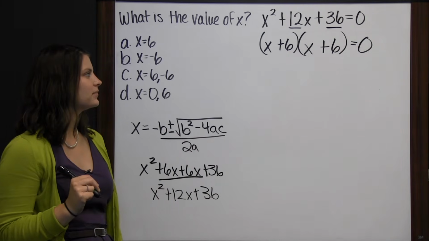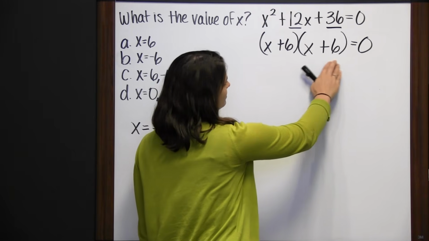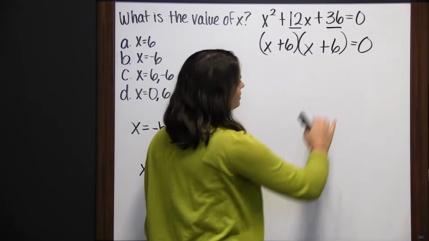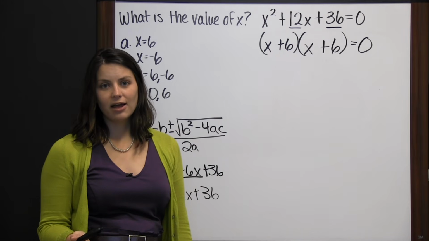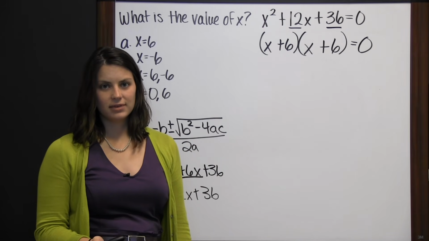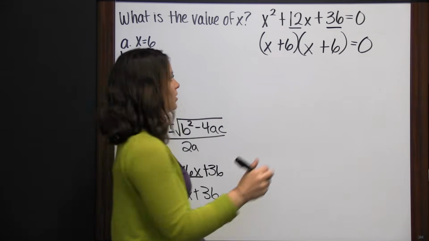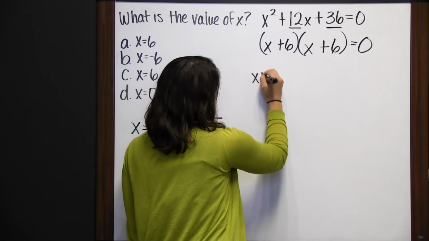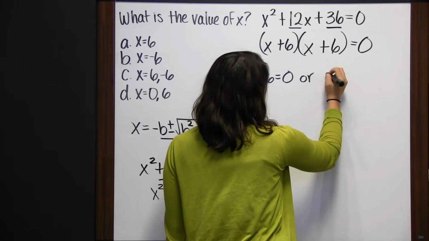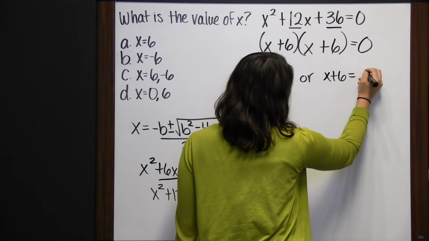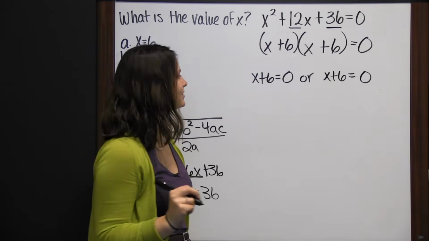So now what we have is that some number times another number is 0. And the only way you can multiply numbers together and get 0 is if at least one of your numbers is 0. That means that either this number, x plus 6, has to be 0, or this number, x plus 6, has to be 0. And now we just need to solve our equations.